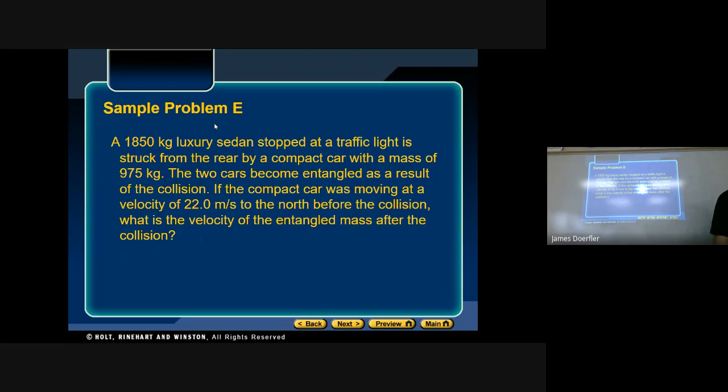And right off the bat, we get into a practice question. So a 1,850 kilogram luxury sedan stopped at a traffic light is struck from the rear by a compact car with a mass of 975 kilograms. The two cars become entangled as a result of the collision, and if the compact car was moving at a velocity of 22.0 meters per second to the north before the collision, what is the velocity of the entangled mass after the collision?